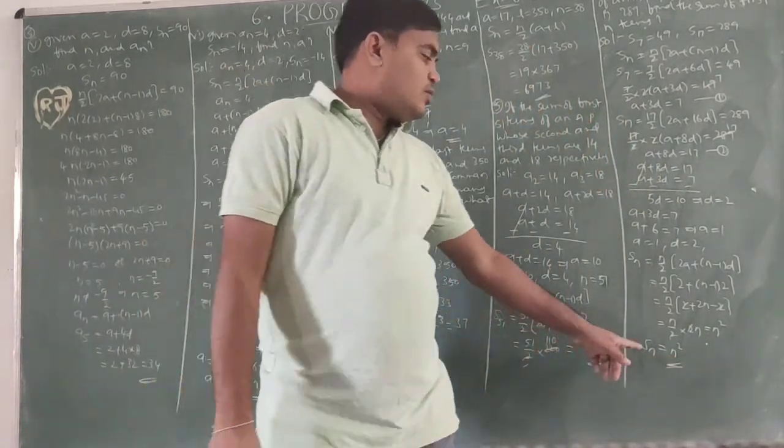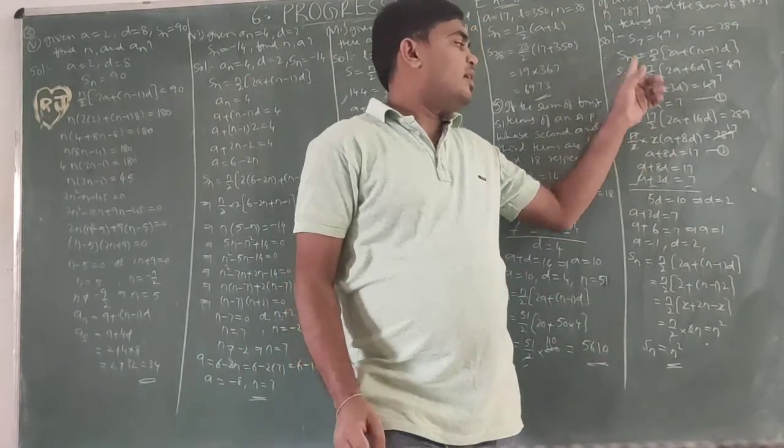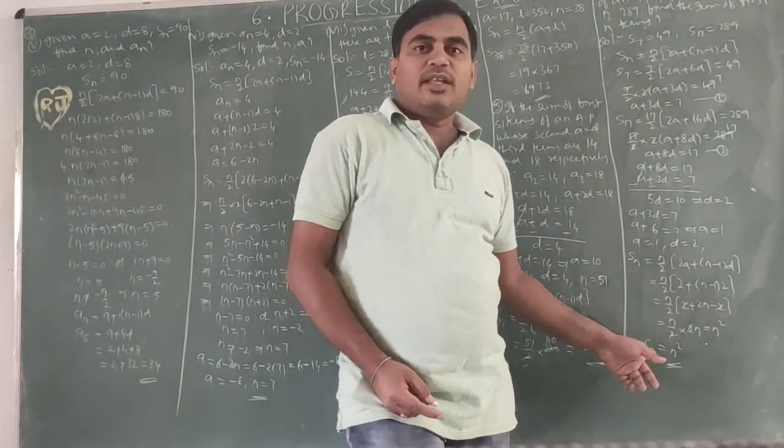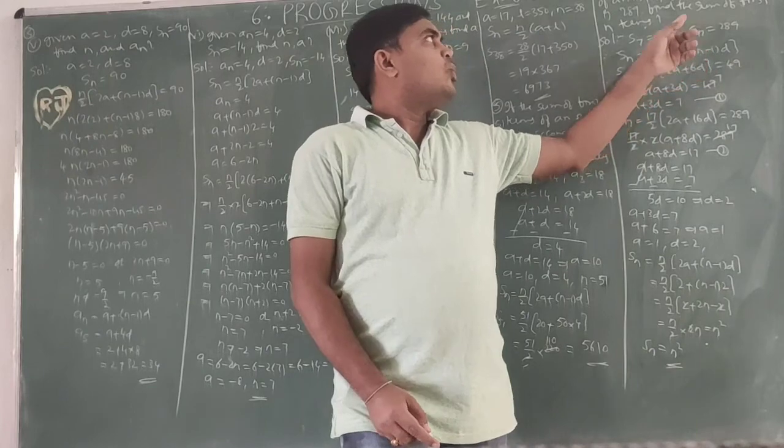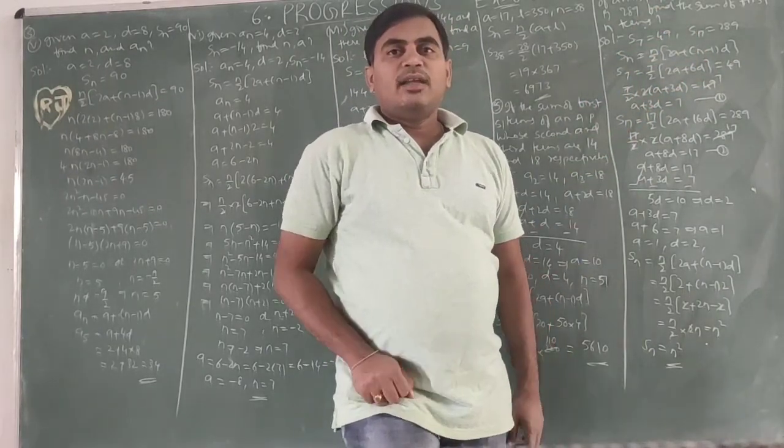So if we substitute n equal to 7, 7 square is 49. If we substitute n equal to 17, 17 square equal to 289. So this is the required sum.